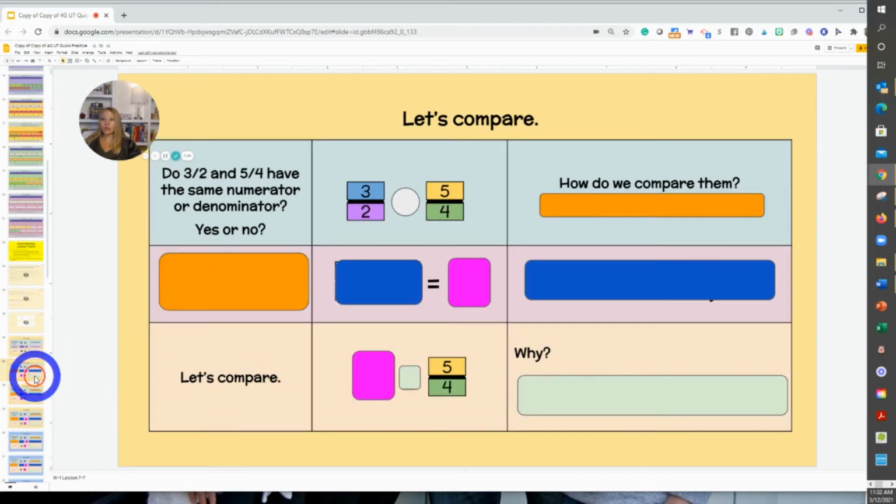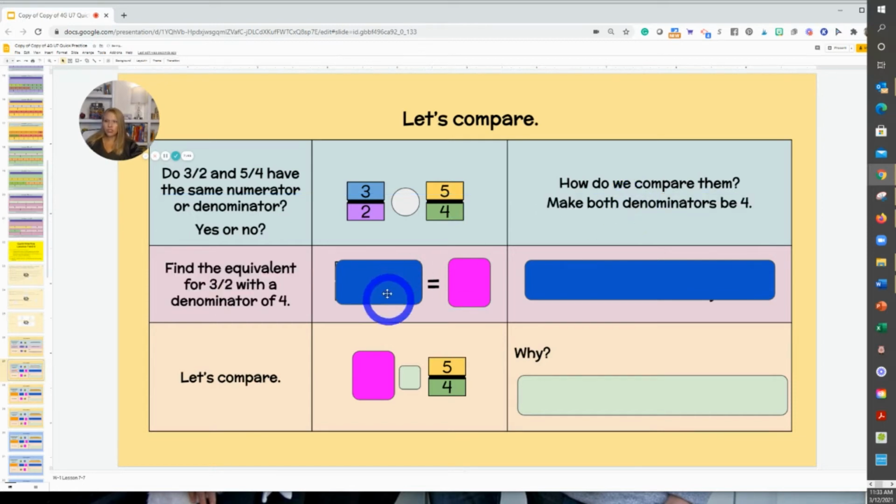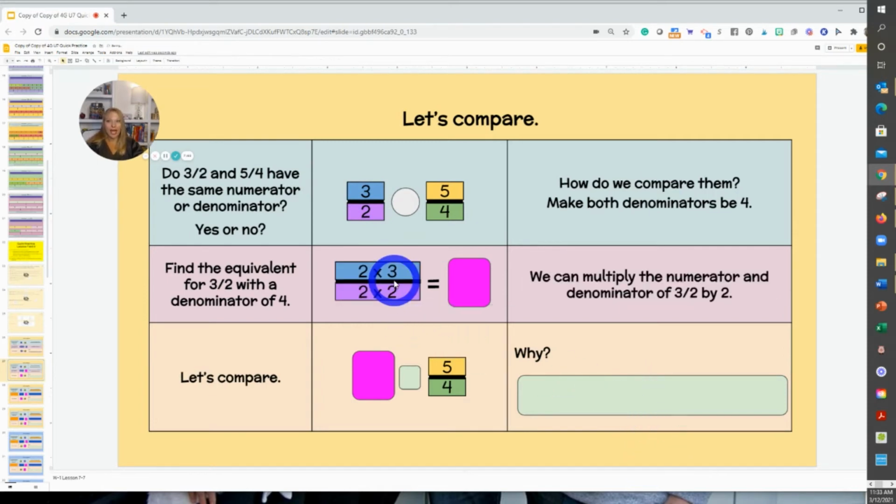Okay, so let's go to another one. Do 3/2 and 5/4 have the same numerator or denominator? No. So how do we compare them? Find an equivalent fraction. In this case, we want to find a denominator of 4. So I have 3/2. Boys and girls, what would I multiply 3/2 by in order to get fourths? Class, 2/2. Boys and girls, 3/2 times 2/2 equals, class, 6/4.